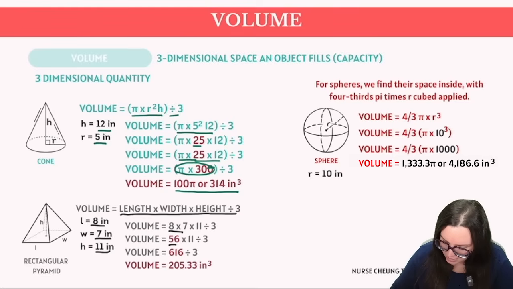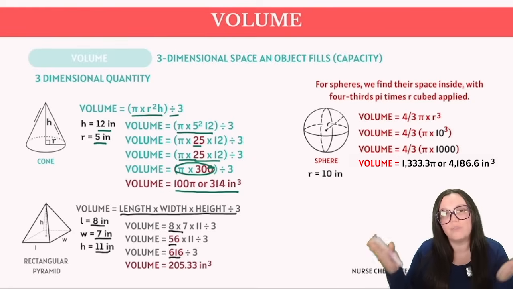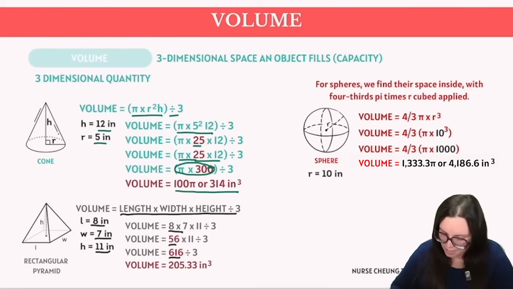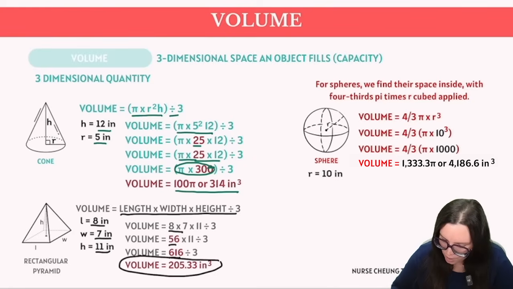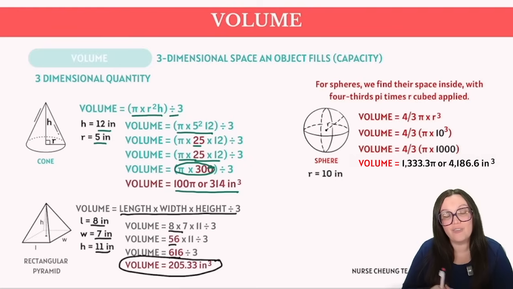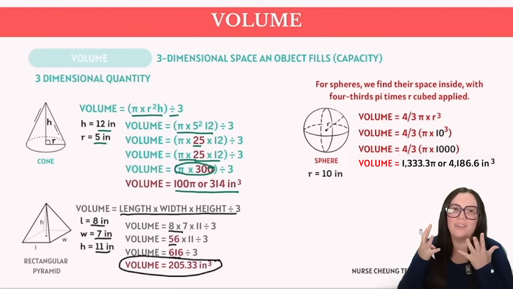8 times 7 is equal to 56, times 11 is equal to 616, and then we're just going to divide that overall outcome by 3, which is going to give us a total volume of 205.33 inches cubed.